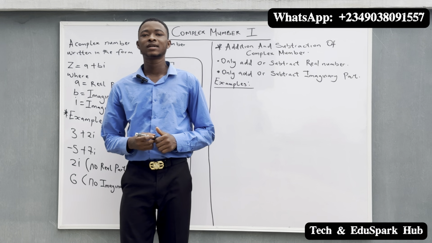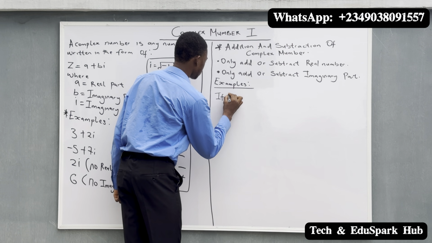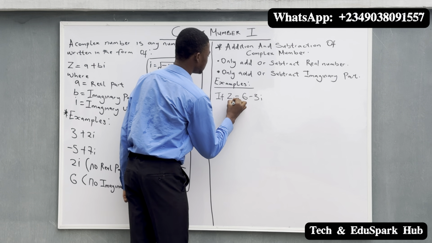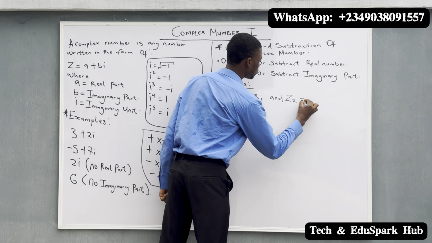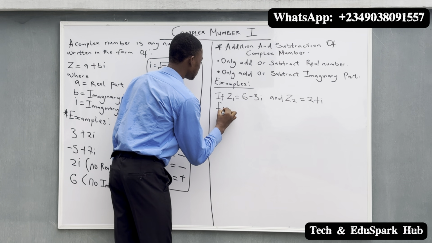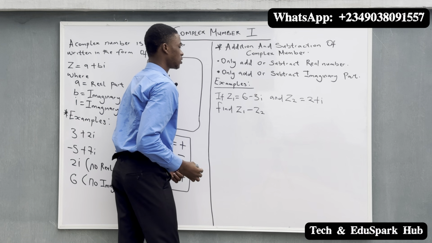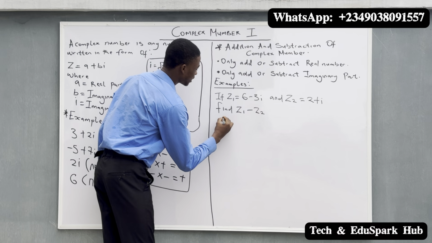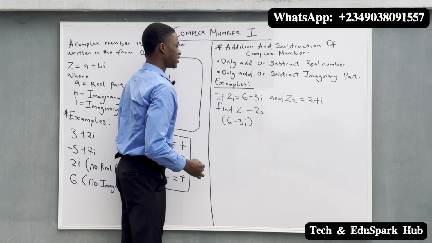So moving to the second example, it says that if z1 is equal to 6 minus 3i, and z2 is equal to 2 plus i, the question says find z1 minus z2. So to solve this question, we just have to write the z1 in the bracket first. So we have 6 minus 3i, close bracket.